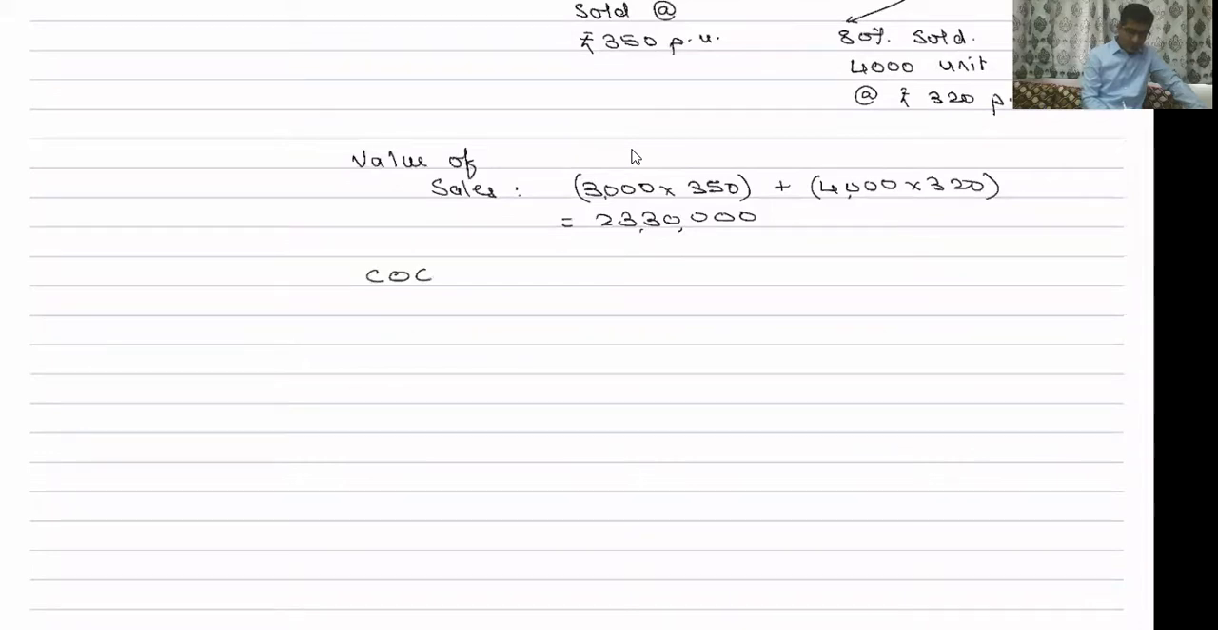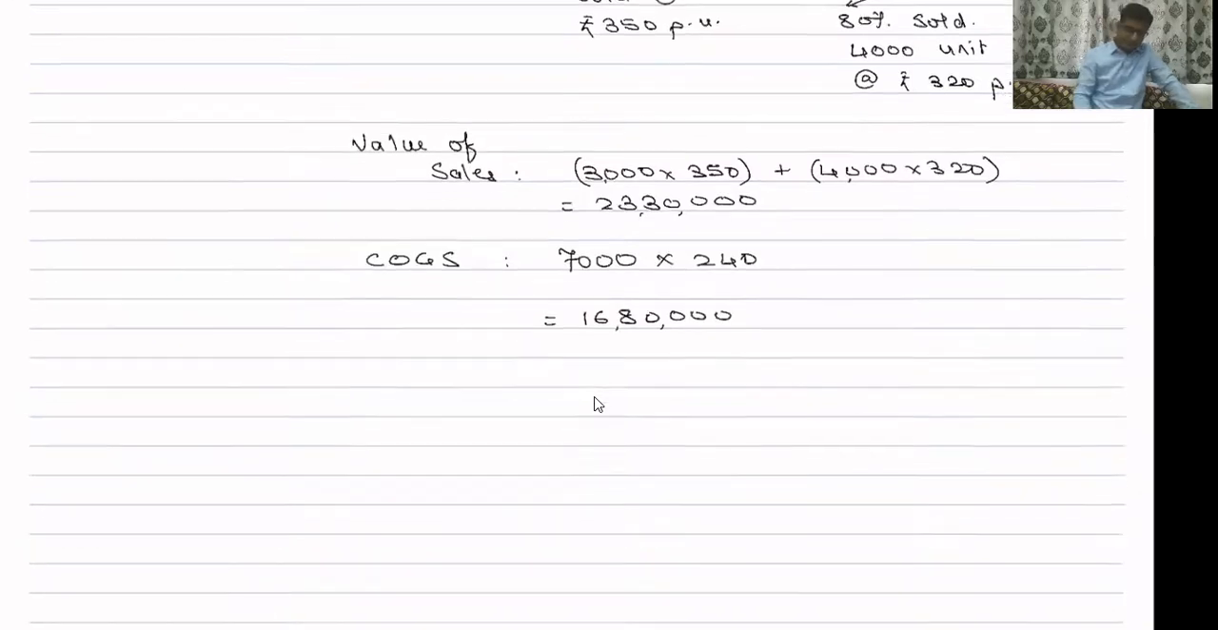Cost of goods sold is 7,000 units. 7,000 कहां से आया? 3,000 और 4,000, टोटल 7,000 यूनिट्स ही बेचे हैं ना? Yes or no? So 7,000 units at the rate of 240 per unit, because goods costing rupees 240 each were sent. That is equal to 16,80,000. Some of them got this answer, which is absolutely correct as well. All right.